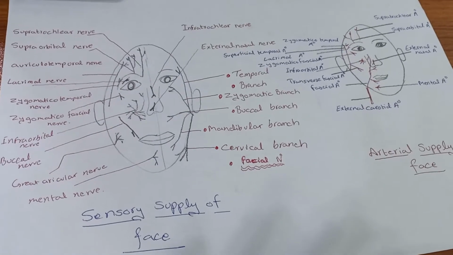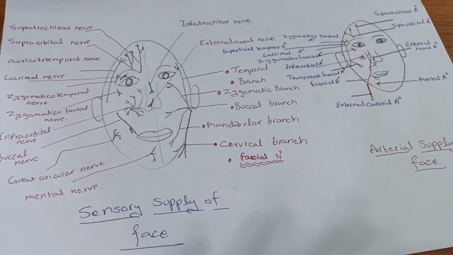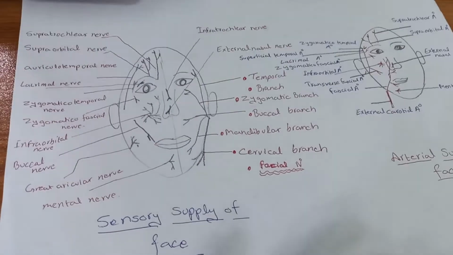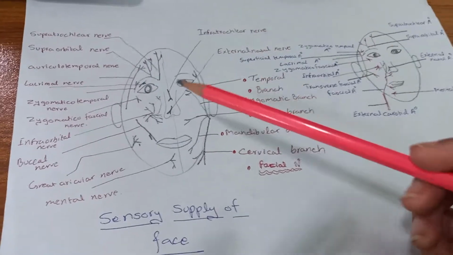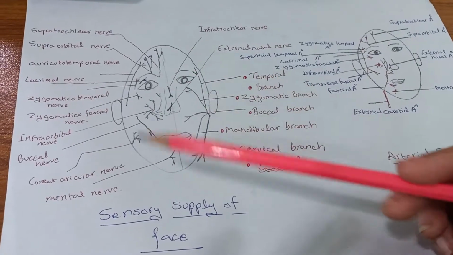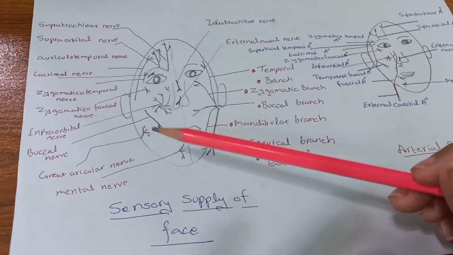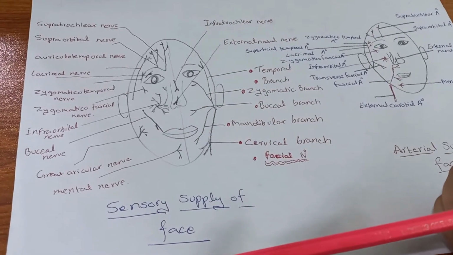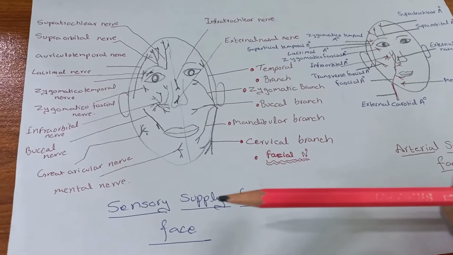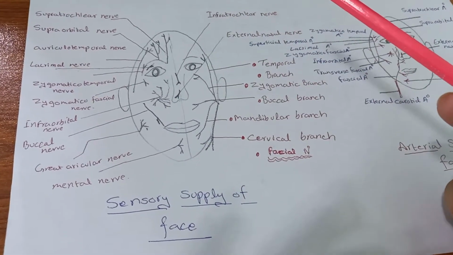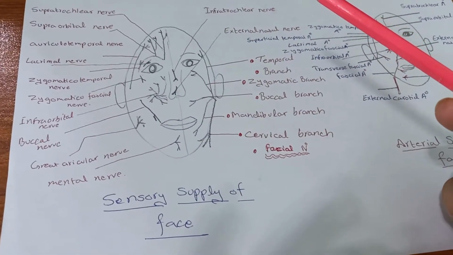Today we are going to discuss the sensory supply of the face, and I have drawn this diagram showing it. As you can see in this diagram, the face is supplied by the three divisions of the trigeminal nerve except the angle of the mouth and the parotid gland. The angle of the mouth and parotid gland, or the skin over that area, is innervated by the great auricular nerve.